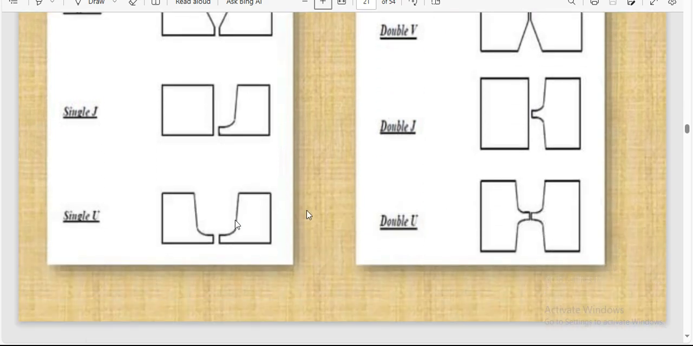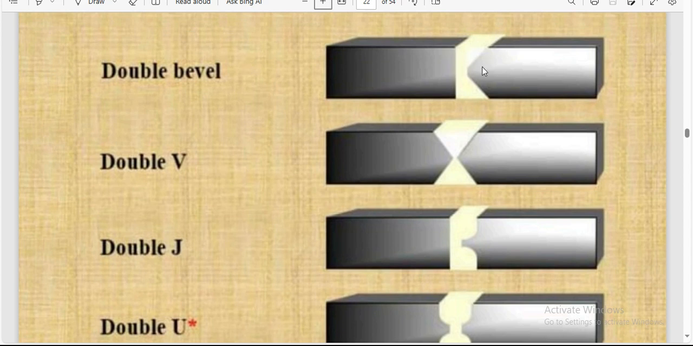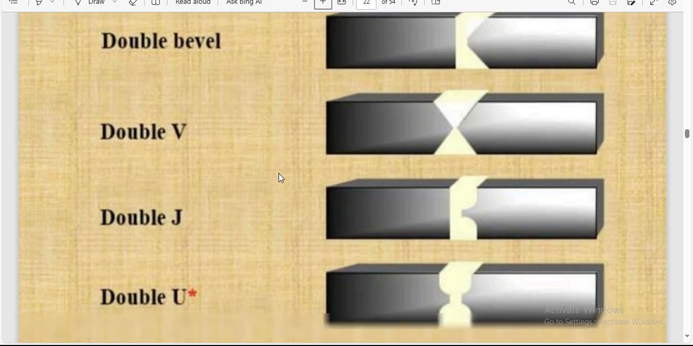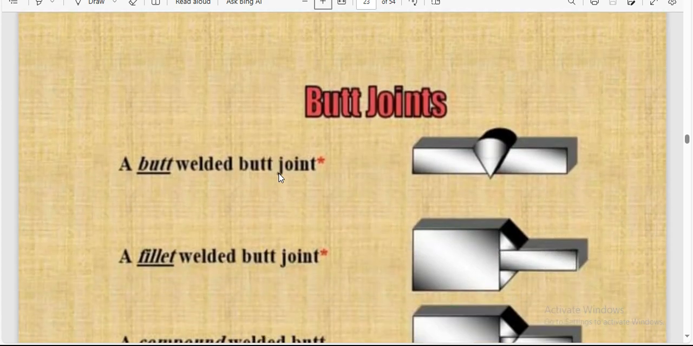This one is single U. This shape is W. Mechanism of butt joint. See, double bevel means in the 3D model, like here, double V. This one is double J, W. When you see the 3D models or a workpiece, those shapes are formed when we are using those butt joint mechanisms, welded butt joints.